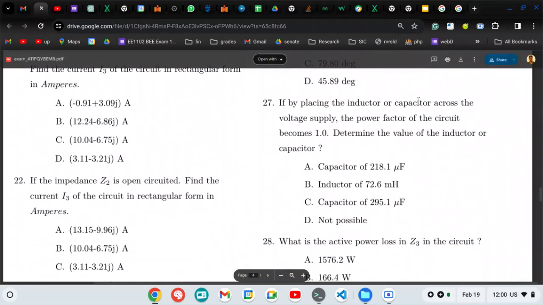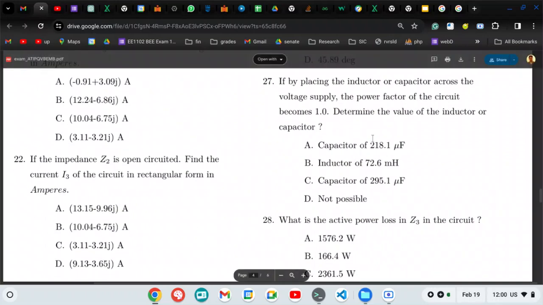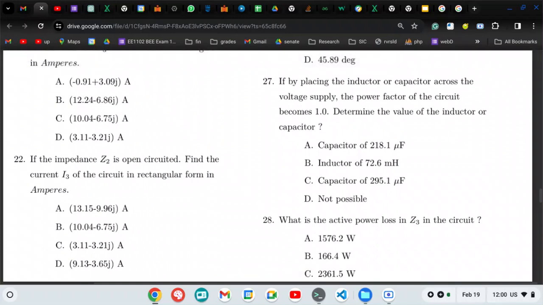By placing an inductor or capacitor across the voltage supply, the power factor of the circuit becomes 1. Determine the value of the inductor or the capacitor. So what do we mean the power factor becomes 1? Power factor becomes 1 means the impedance will have only the real component. The imaginary component of the total impedance will become 0.